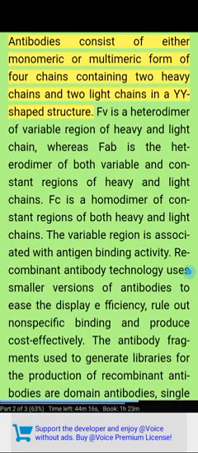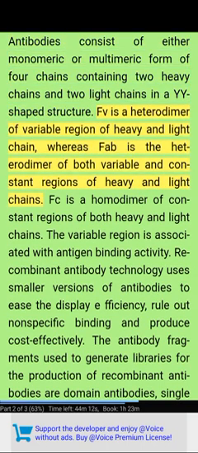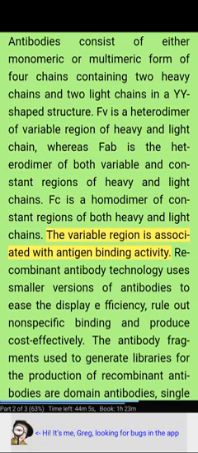Antibody configuration. Antibodies consist of either monomeric or multimeric forms of 4 chains, containing 2 heavy chains and 2 light chains in a Y-shaped structure. Fv is a heterodimer of the variable regions of the heavy and light chains, whereas Fab is a heterodimer of both variable and constant regions of the heavy and light chains. Fc is a homodimer of the constant regions of the heavy chains. The variable region is associated with antigen binding activity.